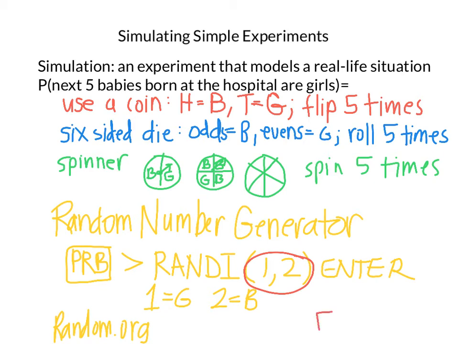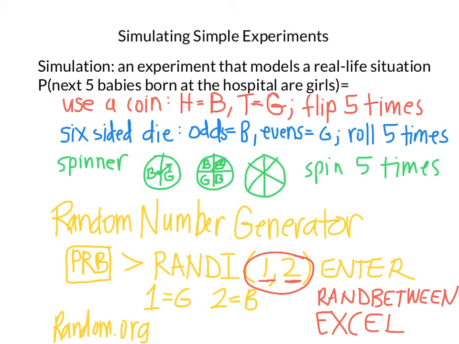Also, Excel has this as well. I think you can start typing in random, and I think it's RANDBETWEEN. So in Excel, it's RANDBETWEEN, and as you start to type it in, it'll give you some options. If you have Excel on your computer, you can pull that up, and again, you have to put in parentheses your min and your max, and then it'll randomly give you a number between and including those numbers.